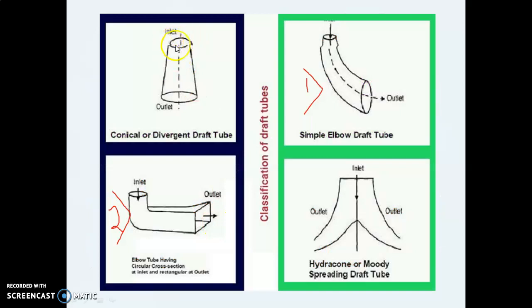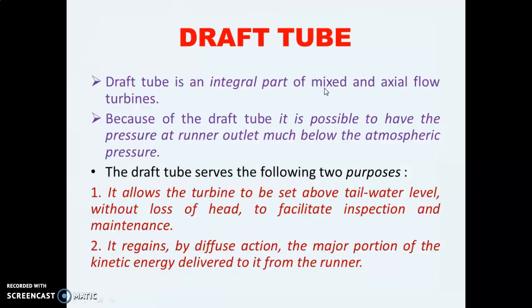The kinetic energy at this point will be provided by the runner. Now if there was no draft tube here, all that kinetic energy would be wasted. But due to the draft tube, this kinetic energy is converted into pressure energy because of the increasing area. That kinetic energy gets converted into pressure energy, and hence that energy is also utilized. It does not go waste. So these are the two functions of the draft tube.